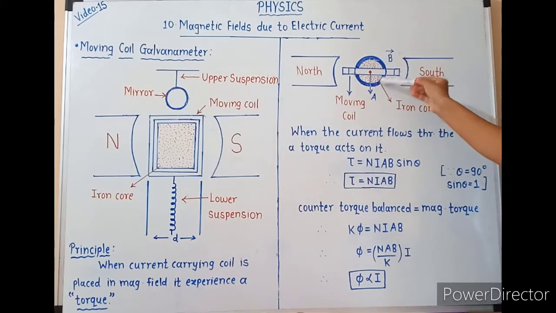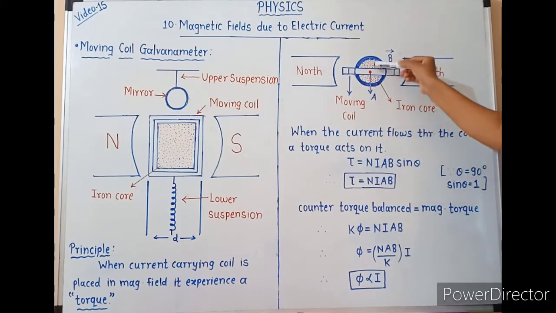Okay, so this is the iron core and this is the moving coil, and these two are the circular magnets. So this is the north pole and south pole of the magnets. Now this plane of the coil is in the direction of magnetic field B bar. So this plane of the coil is parallel to this magnetic field B bar.